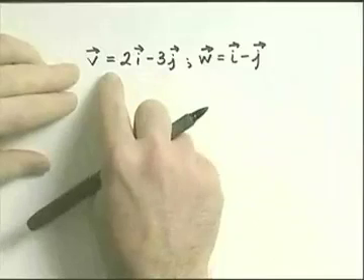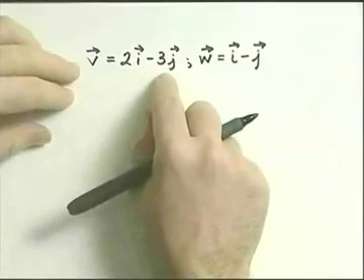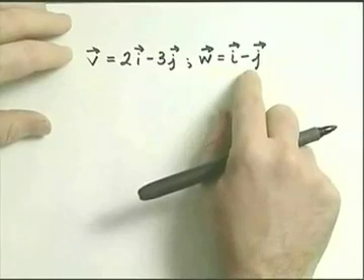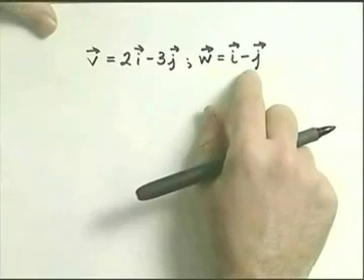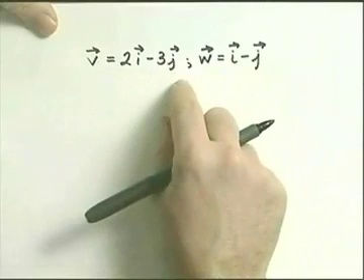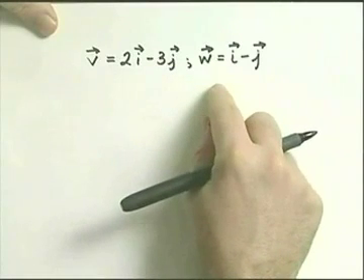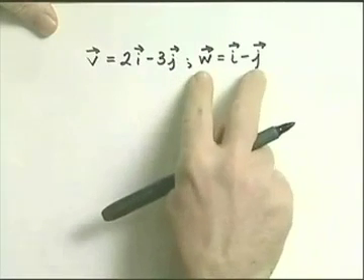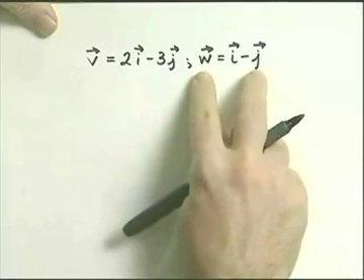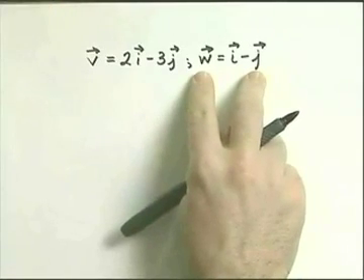In this next example, we're going to decompose a vector. We have a vector v equal to 2i minus 3j, and a vector w equal to i minus j. What we want to do is decompose vector v into two vectors, v1 and v2. The vector v1 is going to be parallel to the vector w, and the vector v2 is going to be orthogonal to the vector w.